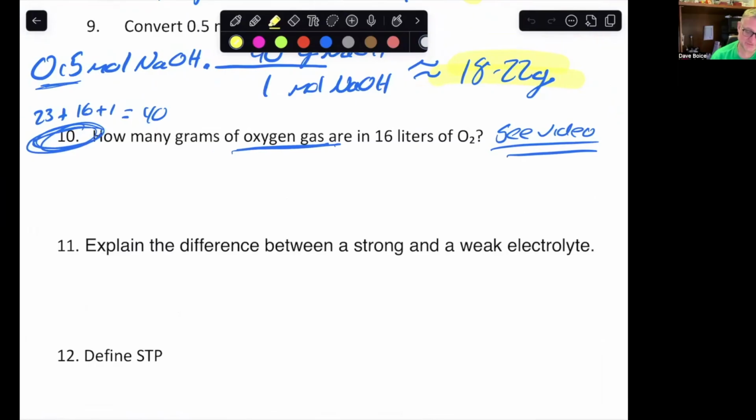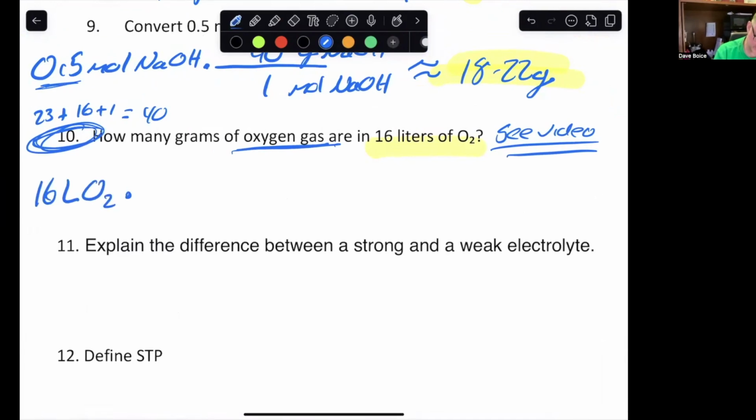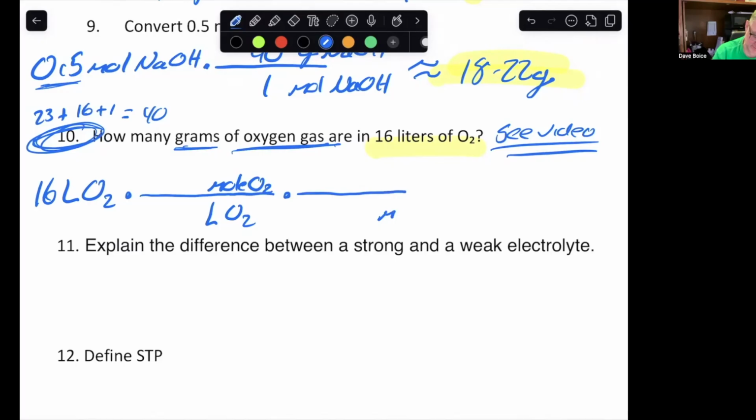So the first thing I'm going to start with is my given measured quantity. That's 16 liters of O2. And before I do anything else, I'm going to bring my unit down, liters of O2. And what I want is grams. Now I can't go from liters straight to grams, remember, so I can go to mole of O2, and I can bring my unit down and take 2 grams of O2.